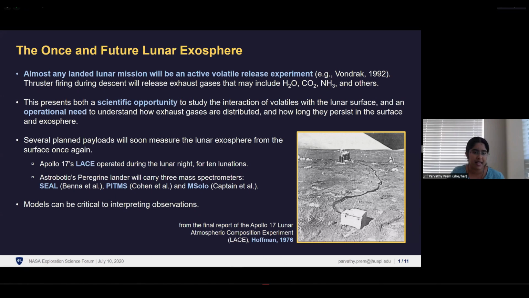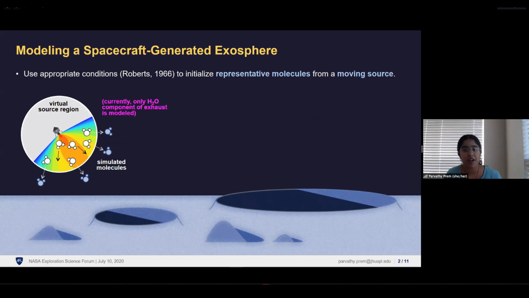But when it comes to translating these observations into science, modeling of some kind is usually a critical part of that process. And so to model a spacecraft-generated exosphere, we start with the spacecraft. We make some assumptions for the density, velocity, and temperature of the gas coming out of that spacecraft nozzle. And we use those conditions to create representative molecules that expand away from the spacecraft as it moves towards the lunar surface. I should note that in the simulations that I'll show today, I'm focusing on the water vapor component of the exhaust, which is about a third of the mass released, though it depends on what kind of fuel you're burning.